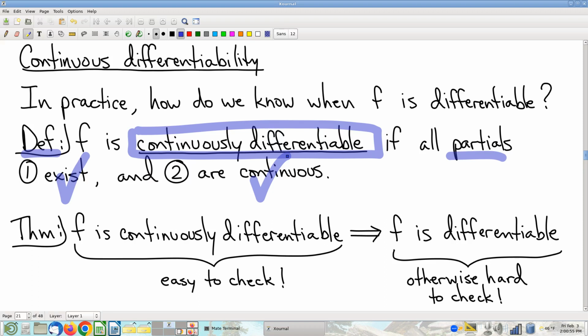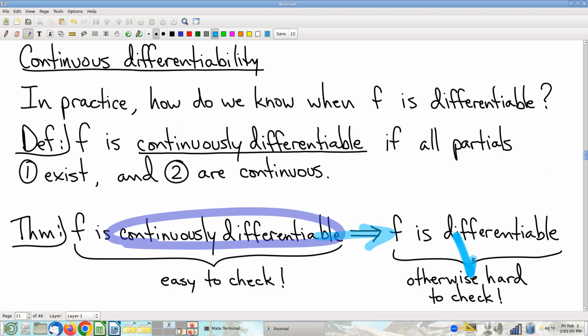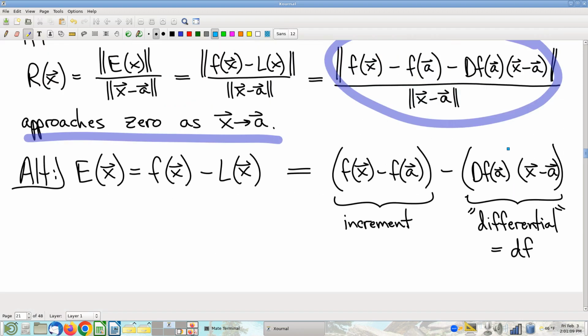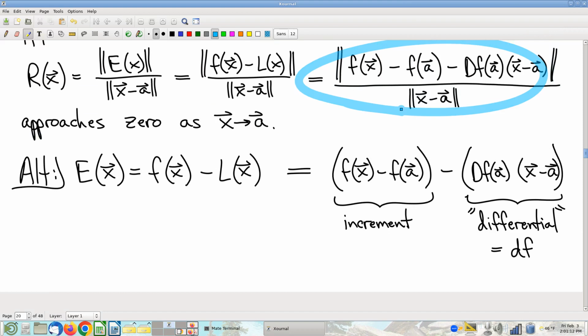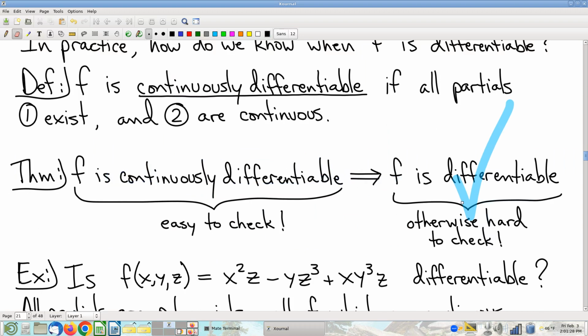And once you know that a function is continuously differentiable, you can cite this theorem that says if your function is continuously differentiable, then it follows immediately from this result that the function is differentiable. That function satisfies this test. This monstrosity does indeed approach zero. You don't have to deal with the monstrosity. You get to just conclude what you need from it by just checking continuous differentiability, which again is easy. Let me show you an example.